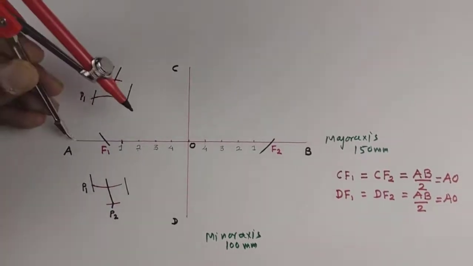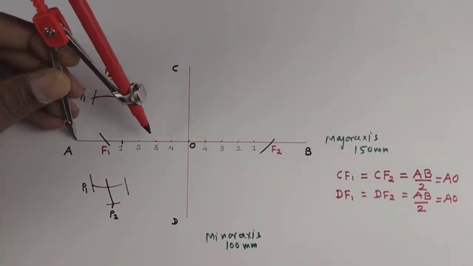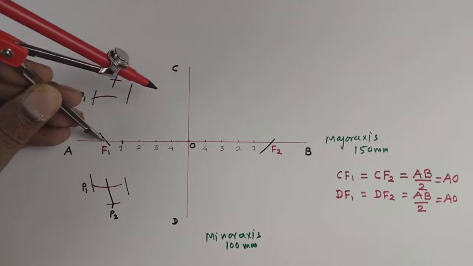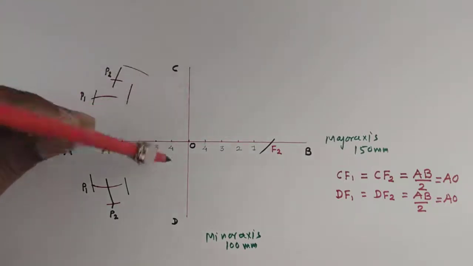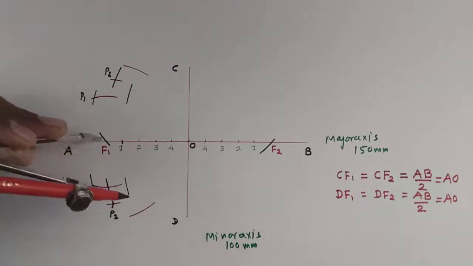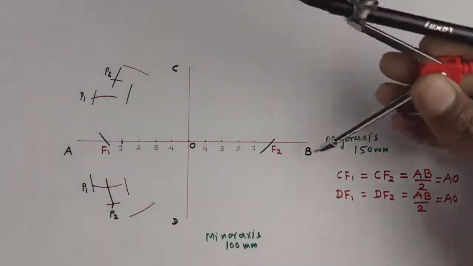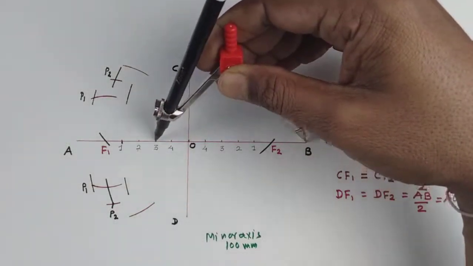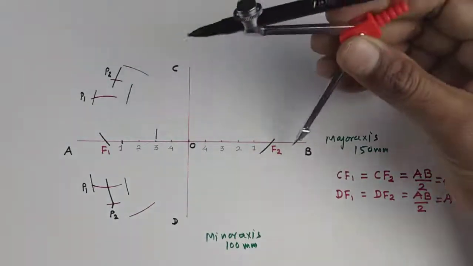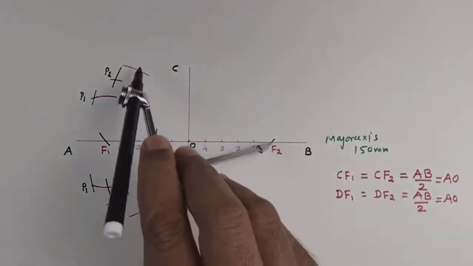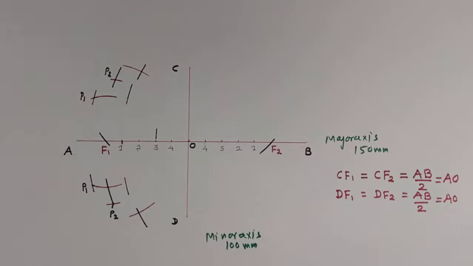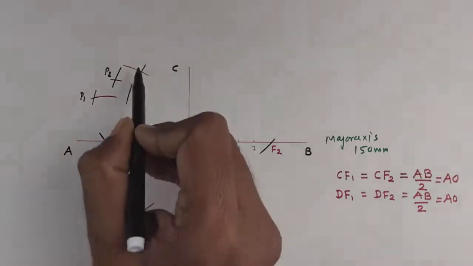Now take the distance A3, radius F1 point center, you can draw the arc on both sides. Similarly, you choose your distance B3, same point, F2 point center, you can draw the arc on both sides. It is our P3.